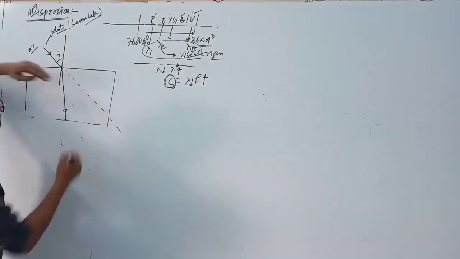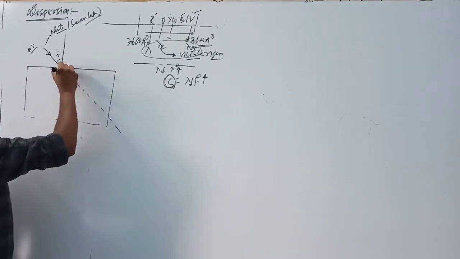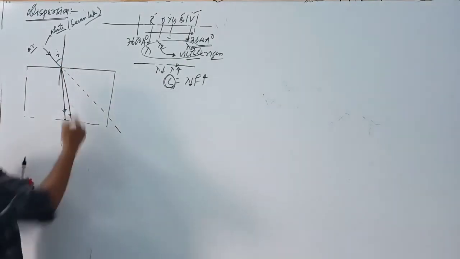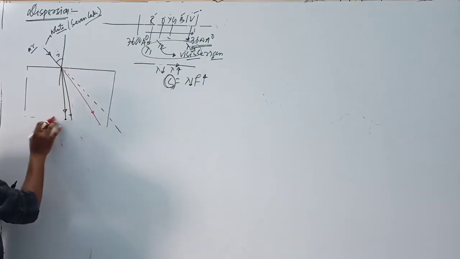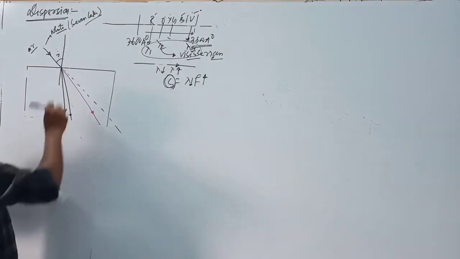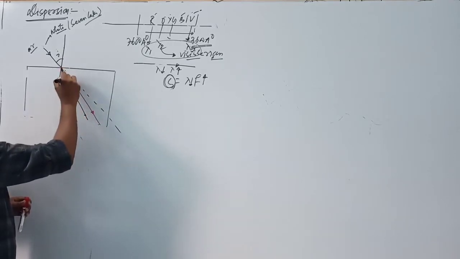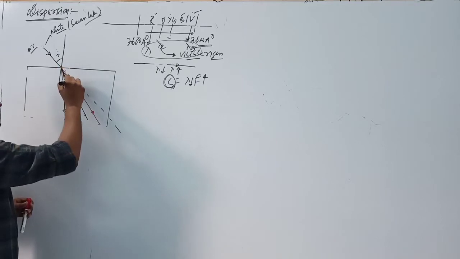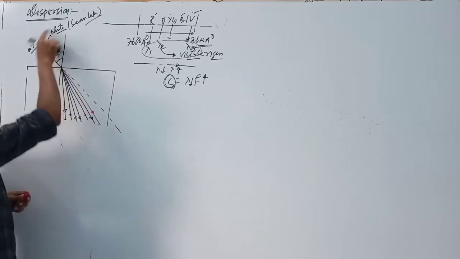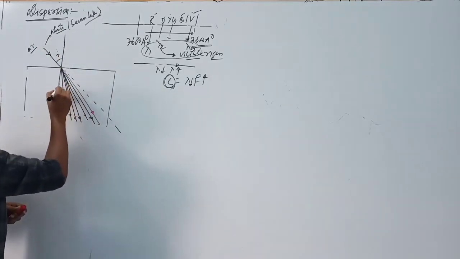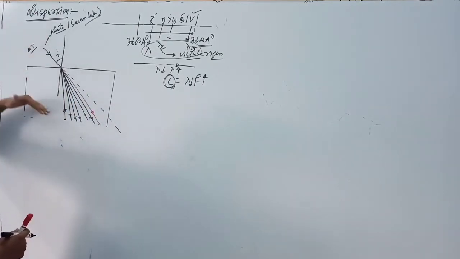So 7 colors scatter: 1, 2, 3, 4, 5, 6, 7, like this, in this way. Clear? If there is another medium, again 1, 2, 3, 4, 5, 6 and 7 colors, because it is a mixture of 7 colors. This is known as dispersion. Dispersion means it scatters all the wavelengths of light while traveling from the air medium to another medium.